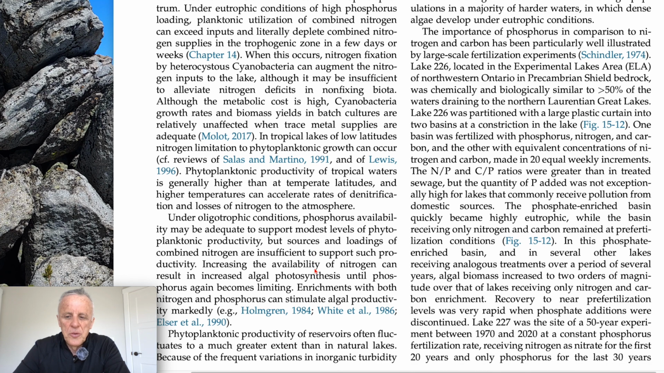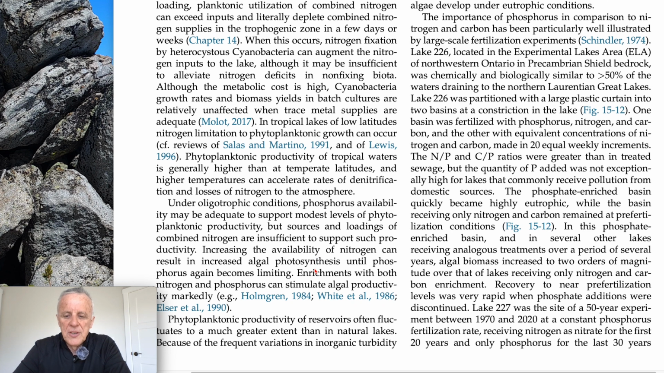Lake 226 was partitioned with a large plastic curtain into two basins at a constriction in the lake. One basin was fertilized with phosphorus, nitrogen, and carbon, and the other with equivalent concentrations of nitrogen and carbon, made in 20 equal weekly increments. The N:P and C:P ratios were greater than in treated sewage, but the quantity of phosphorus added was not exceptionally high for lakes that commonly receive pollution from domestic sources.